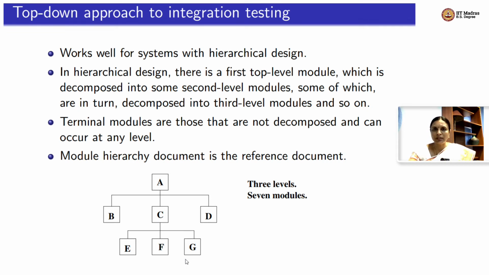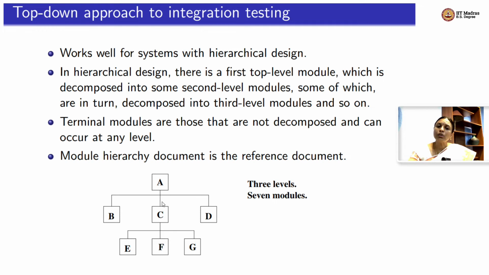Let's not worry about that. It's just a self-contained unit of code. And it so happens that A has call interfaces with B, C, and D. Those are these connections that you see. And C in turn has call interfaces with E, F, and G. Those are the other 3 connections that you see.